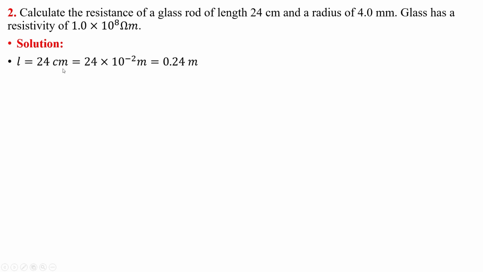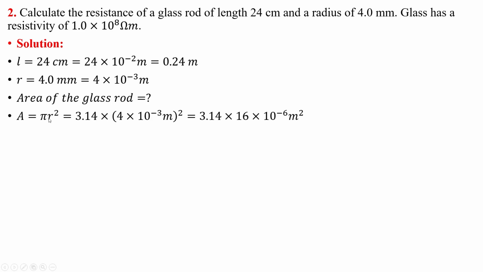We need to convert all the centimeter values into meter. So 24 divided by 100 comes out to be 0.24 meter. Radius is given, that is 4 millimeter, that is 4 × 10^-3 meter. But we don't know the area of the glass rod. The area of any cylindrical object is equal to pi r squared.